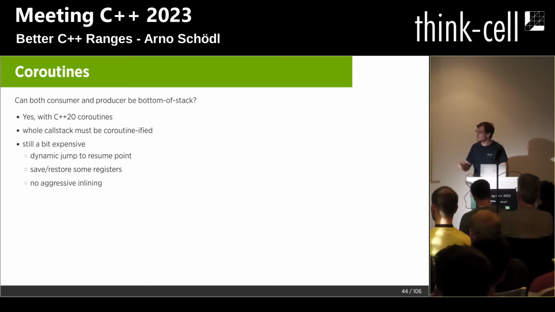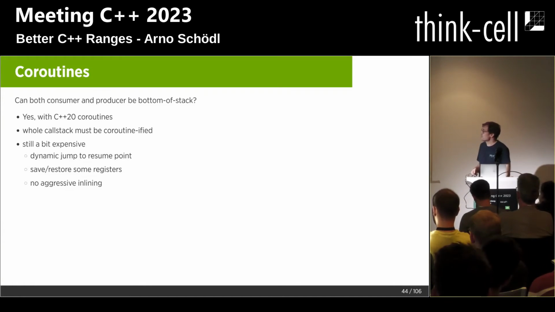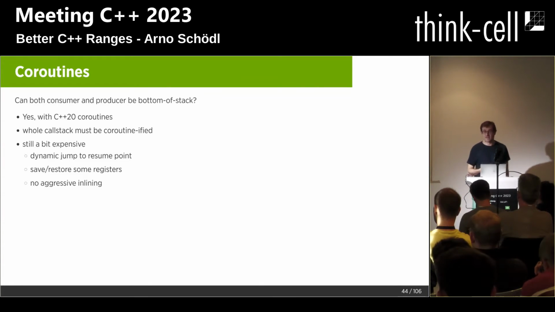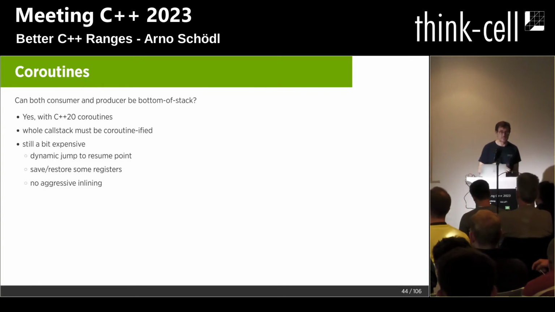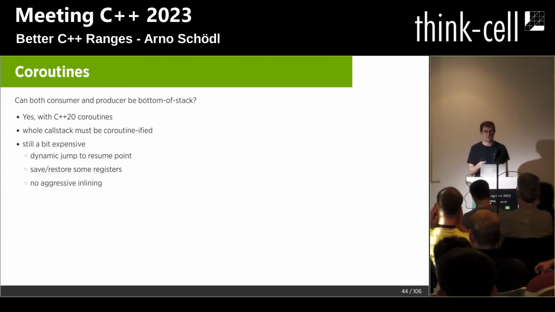Now, it's still a bit expensive because the re-entry point to the coroutine is some sort of dynamic jump. You have to remember where you are in a coroutine. You have to get back to it. You have to save and restore some registers. So the compiler probably has a tough time finding out which registers it has to store and save and restore at the point of switching between the coroutines.